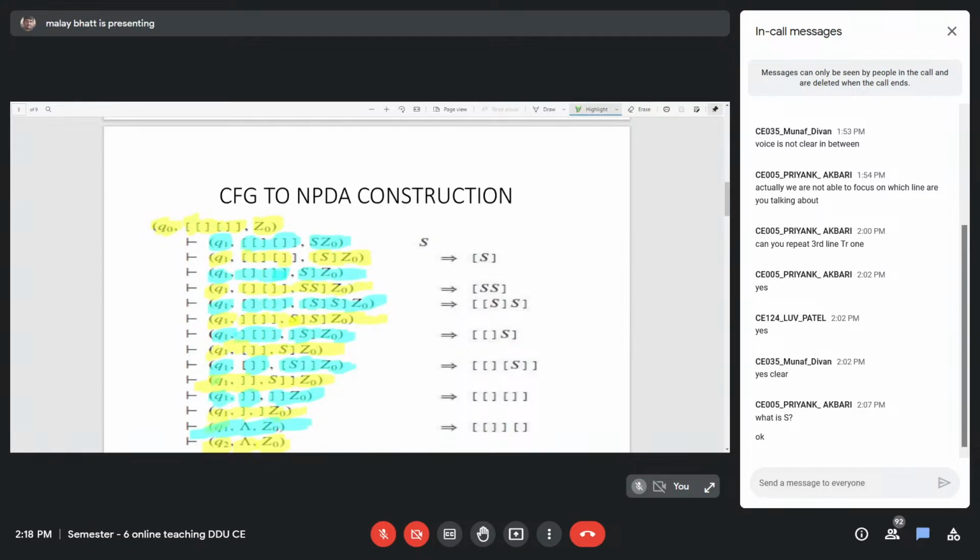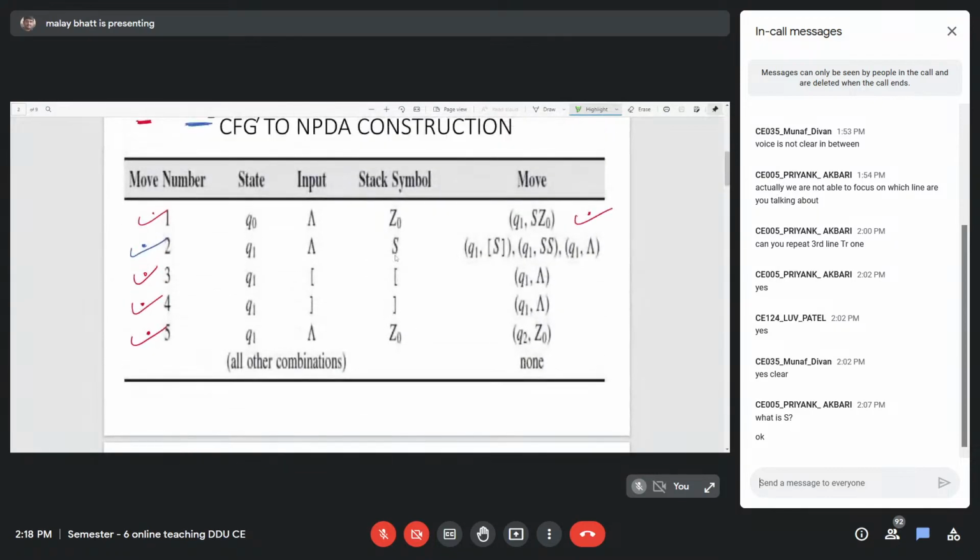It is the fourth line of the step: S S closing bracket Z0. Now again we have S, which is a non-terminal. So we have to consume null from the input, and I will replace S with Q1 within bracket S.